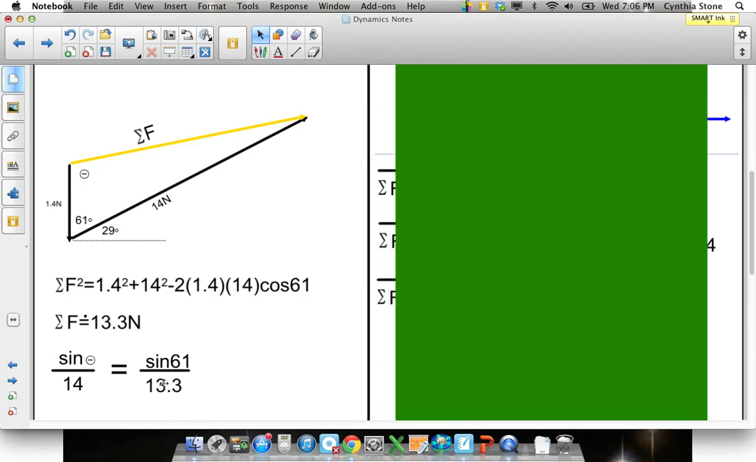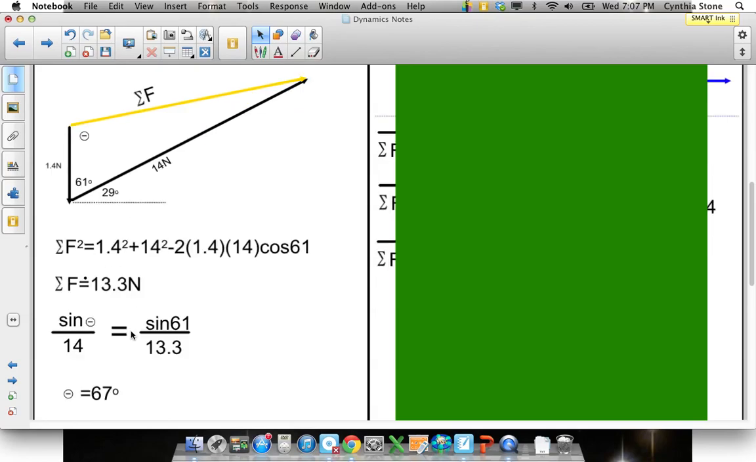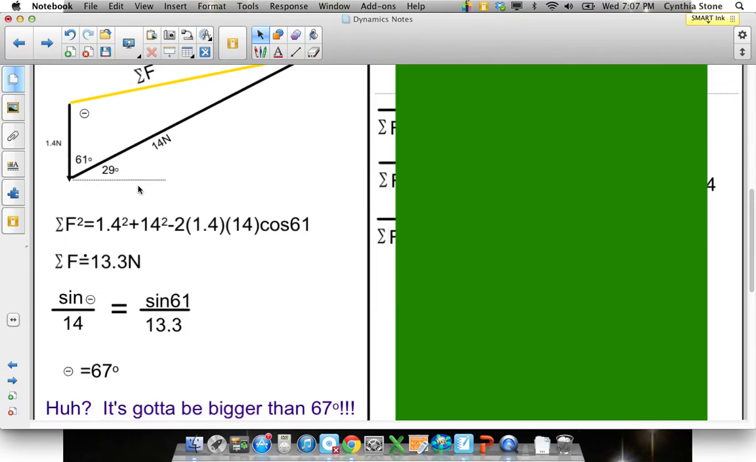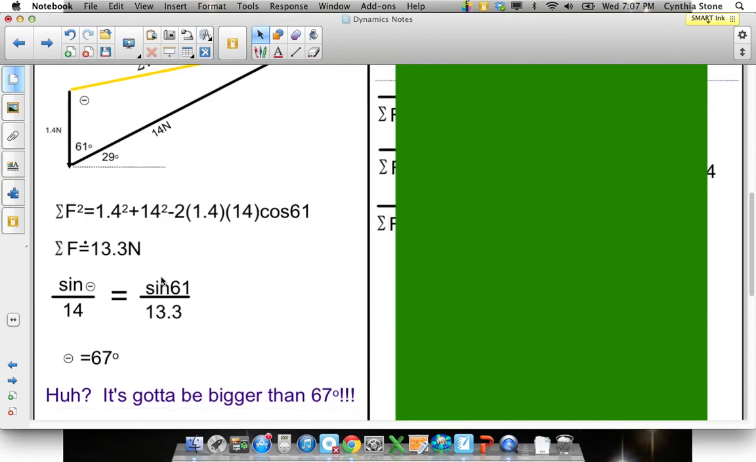Then I apply sine law to find out this angle. And if you remember grade 11 math very well, you might know that there's going to be something funky going on here. And in fact, you do get something funky, 67 degrees. Now, this is not 67 degrees. This is clearly bigger than 90 degrees. This is what we call, you might remember from grade 11 math, the ambiguous case. Which isn't a big deal. You just have to remember what to do if you get the ambiguous case.